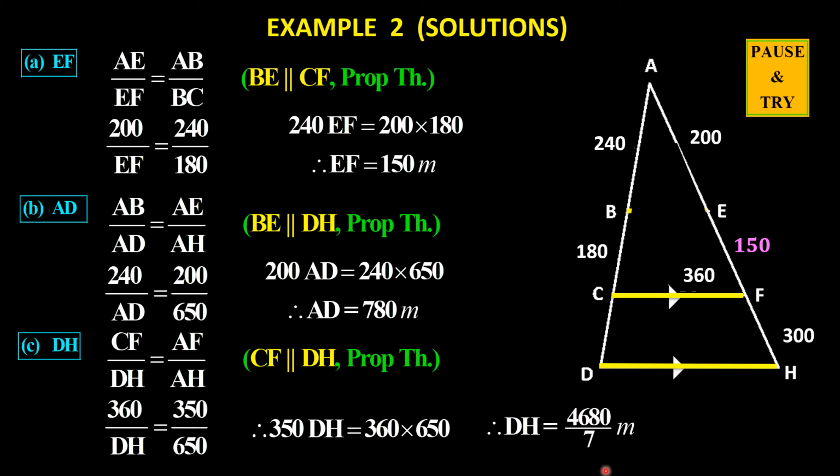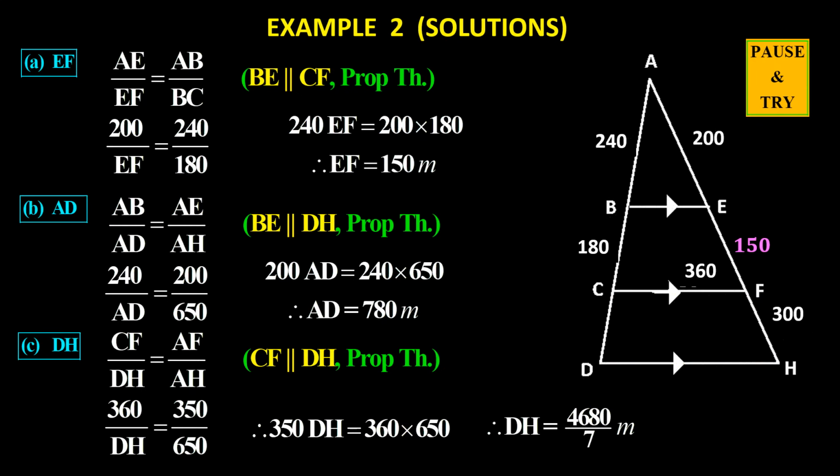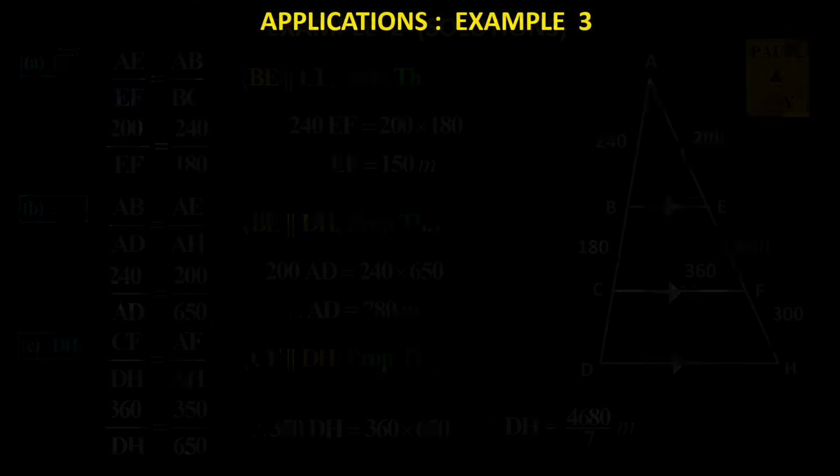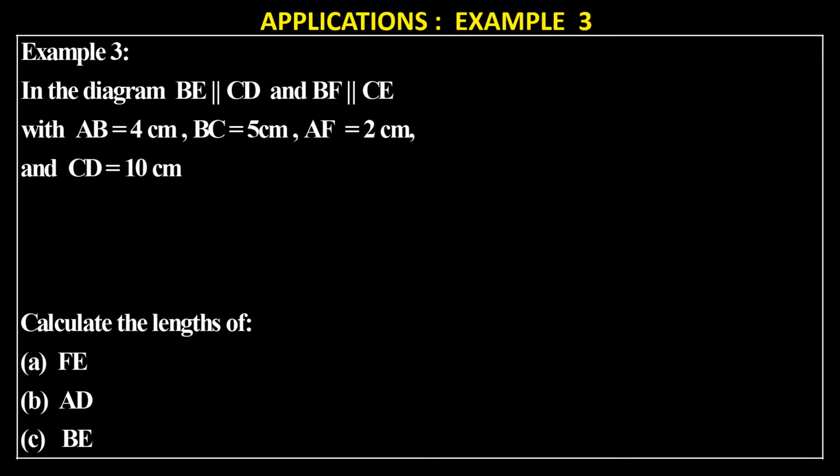Now if you end up with a value like that, rather leave it in the exact form. Don't round off unless it's specifically stated that you should round off to a certain number of decimal places. Let's just get our diagram back again. There. Let's look at our example here.